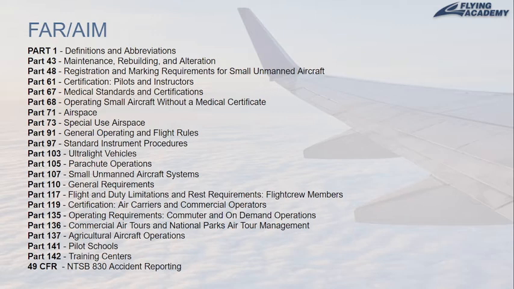Part 43 is regarding maintenance, rebuilding, and alterations. Part 48, registration and marking requirements. Now, the more important ones: Part 61 is certification requirements for both pilots and instructors. Part 67 is medical standards and medical certificates. Then Part 91, general operating and flight rules, and we're going to be looking at mostly those. And then the last one near the end is 49 CFR, which is NTSB 830, accident reporting.